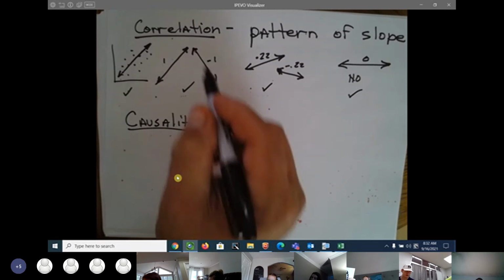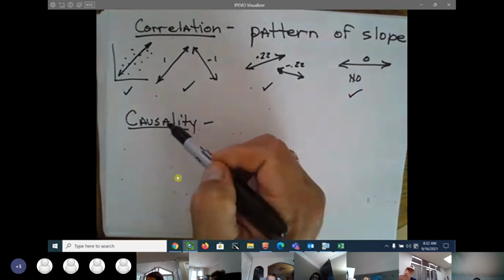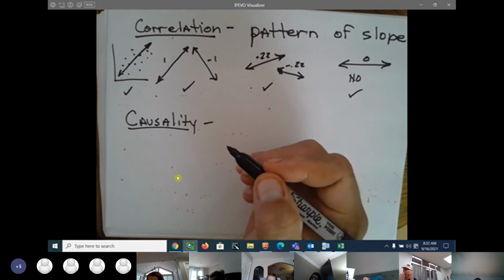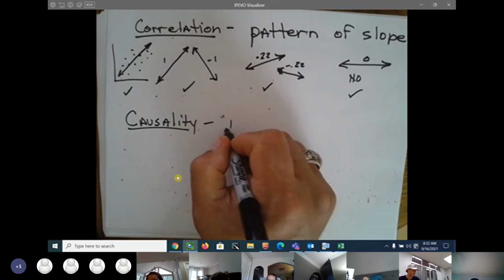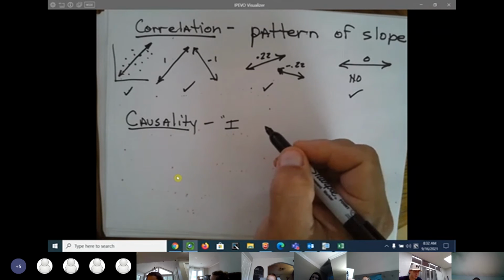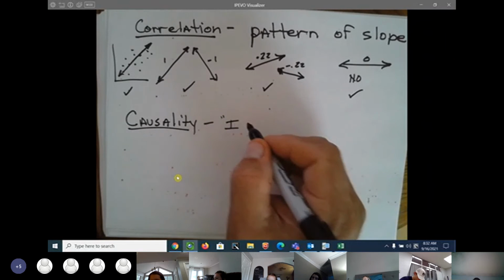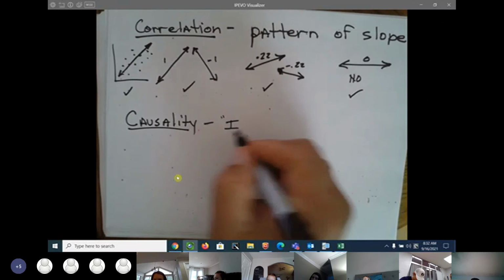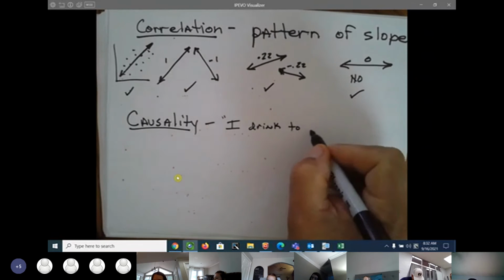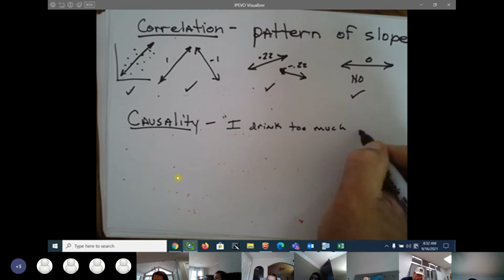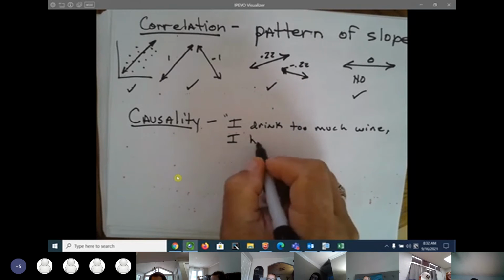Then if correlation is a pattern of slope, can anybody tell me what causality is? From the Matrix. Actually, the second Matrix movie, which I doubt any of you have seen because it's not a Marvel comic or an animated movie. I drink too much wine. I have to pee.